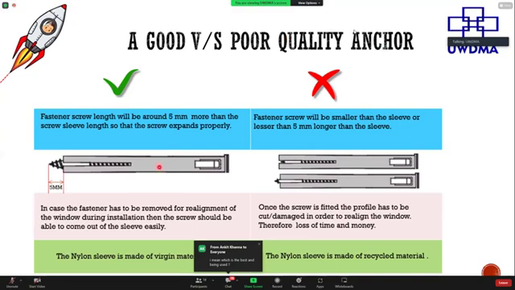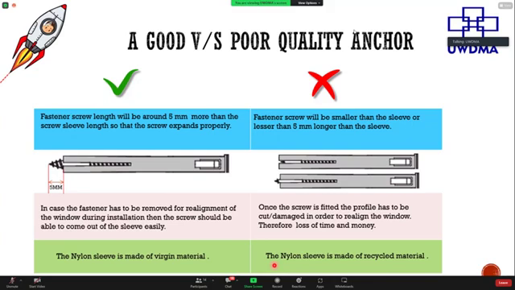Best is, the sleeve is made of nylon, and the screw should be SS. SS screws are very good. Virgin nylon sleeves, made of virgin material, are considered good, and the screw should be SS. There are nylon sleeves which are made of recycled material also, but what happens with them?